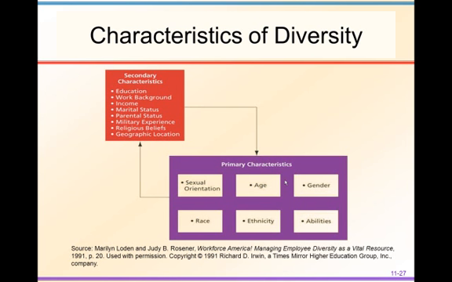Primary characteristics are inborn and cannot be changed, whereas secondary characteristics can be changed. You cannot change your age or your gender or your race, ethnicity, or your sexual orientation. Those are your primary characteristics. That's who you are. But secondary characteristics certainly can be changed. Your education, the more you get educated, that's going to change. Your work background will be changing as you evolve in your working career. Your marital status, your parental status, military experience, all of these are secondary and can be changed.